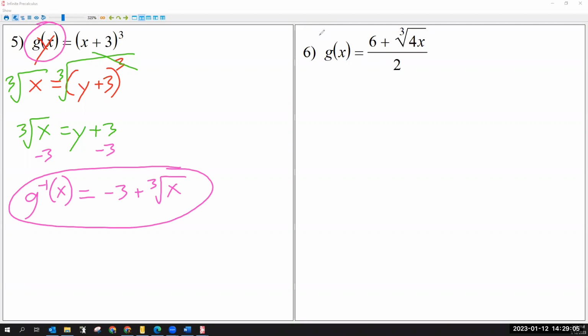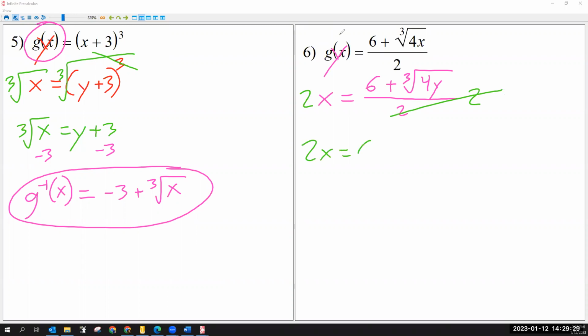Number 6, still g of x. There's y. We're going to switch x and y. So just like when we had the fraction earlier, to get rid of my fraction, I'm just going to multiply by 2. 2x equals 6 plus the cubed root of 4y. Trying to get y by itself, so let's first move the 6. 2x minus 6 equals the cubed root of 4y.